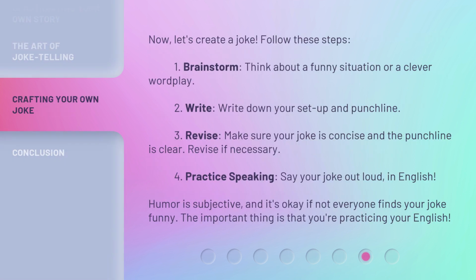Now, let's create a joke. Follow these steps. 1. Brainstorm. Think about a funny situation or a clever wordplay. 2. Write. Write down your setup and punchline. 3. Revise. Make sure your joke is concise and the punchline is clear.